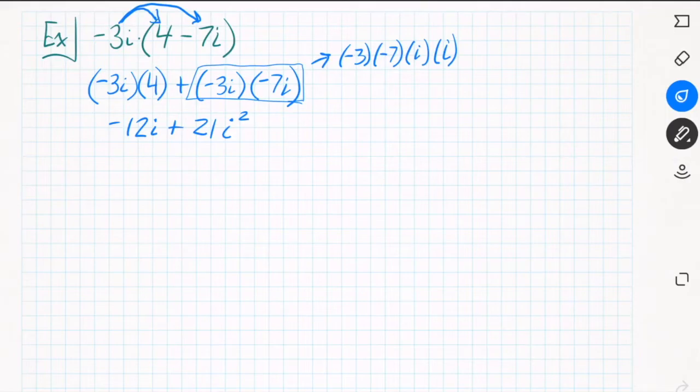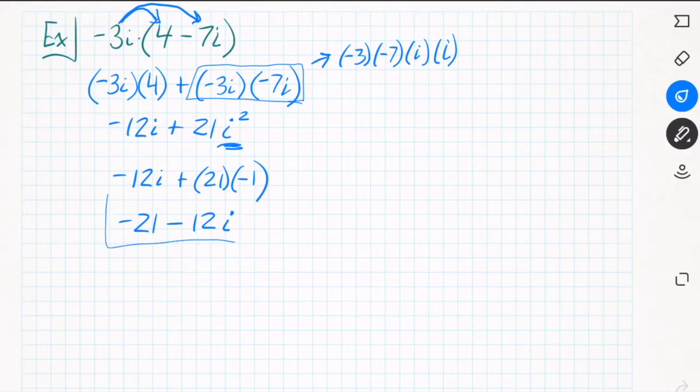All right. And then we just have to remember that i squared really is the number negative 1. So we get negative 12i plus 21 times negative 1. So that's going to turn out to be negative 21 first, so I have the real part on the left, minus 12i second, the imaginary part on the right. And I try to write i as the last thing possible unless there's a square root involved. So that would be an imaginary number times a complex number, and of course we ended up with a complex number.